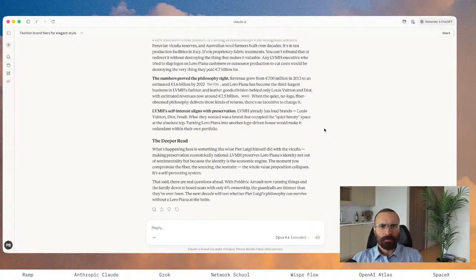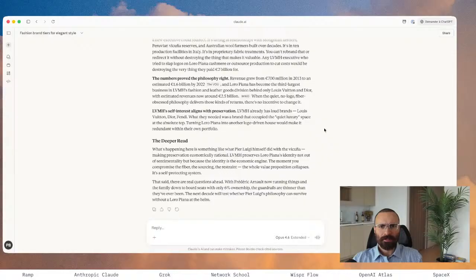Revenue grew from 700 million to an estimated 1.6 billion. Loro Piana has become the third largest business in LVMH's fashion and leather goods division, behind Louis Vuitton and Dior. Wow, so behind their iconic brands. When the quiet, no-logo, fiber-obsessed philosophy delivers those kinds of returns, there's no incentive to change it. Self-interest aligns with preservation.